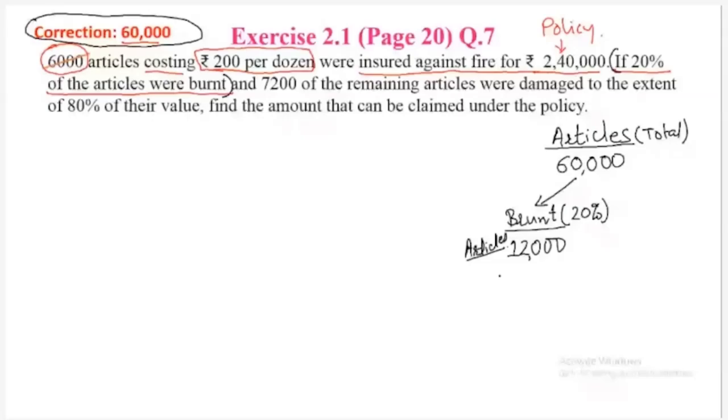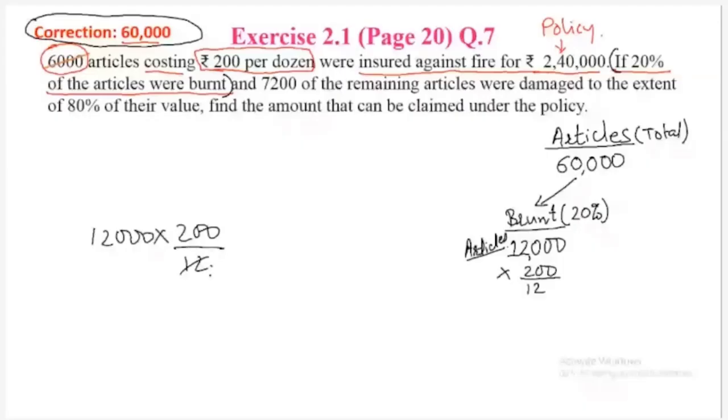Correct, Drishti. What is the rate given? Rate is given: article costing 200 per dozen. So 12,000 into 200 per dozen, 200 divided by 12. Can you do that now? Easy calculation. Let me do it here. 12,000 into 200 divided by 12.